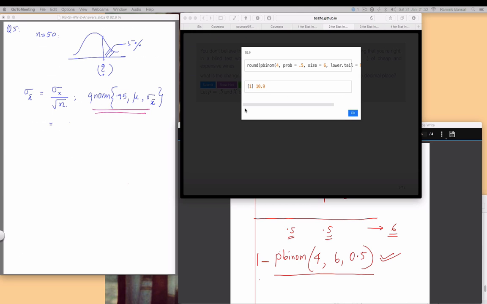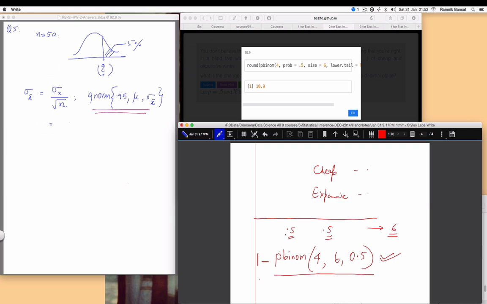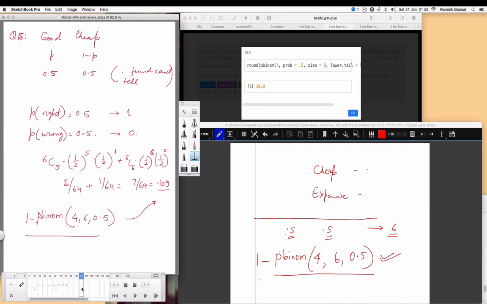Okay, so let's redo this. Let us look at it this way. Let's say he is able to say that a good one is a good one with the probability of p, and a cheap one is a cheap one with the probability of 1 minus p. But in this case, both are the same, because the friend cannot tell which is which. So his probability of going right is 0.5, and his probability of going wrong is 0.5.